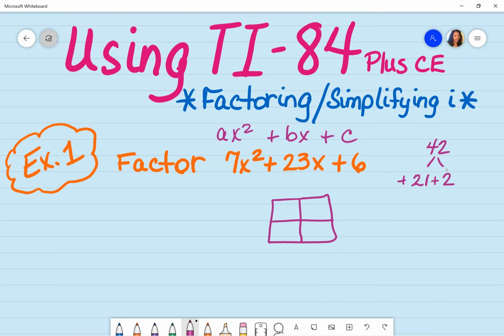And for my first box, I always use my first term. So that's going to be 7x squared. For my last box, I always use my last term, which is plus 6. And we just found the other two boxes. It does not matter which box goes where. So I'm going to try plus 21x. So what's happening is this 23x is being replaced by those two factors that you just came up with. So therefore, it's important that you remember to include the variable with it. So now I have 4 terms and I have 4 boxes in which to put those 4 terms.